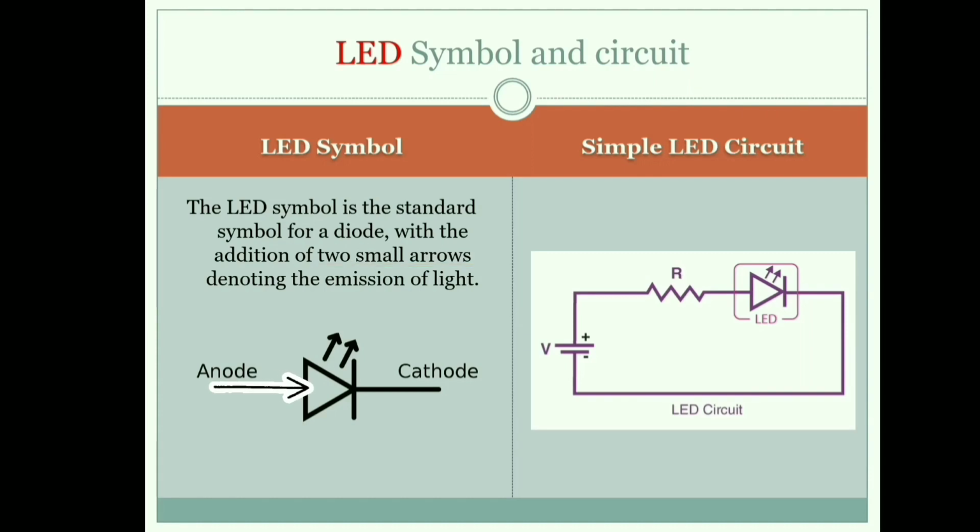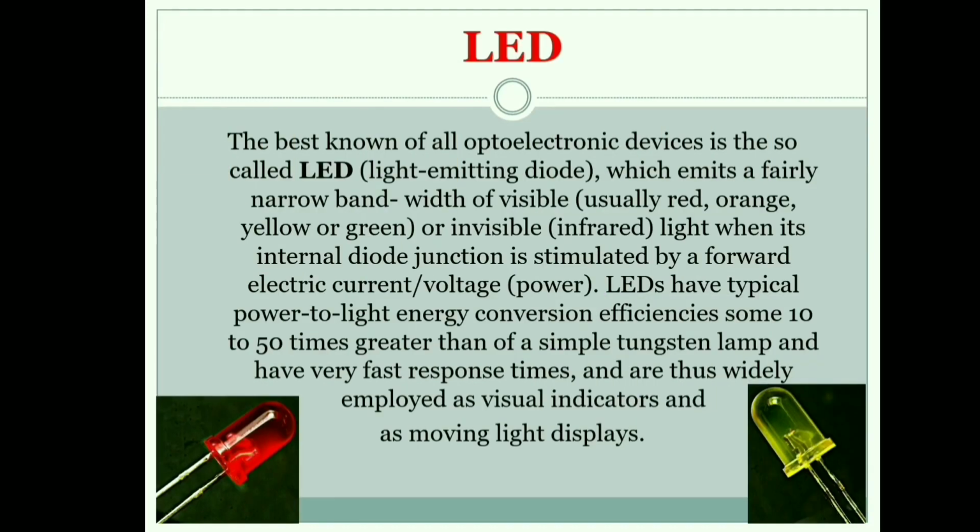The P side is the anode, the N side is the cathode, and the light is emitted from this PN junction diode. And here you can see how we use an LED in a simple circuit with a battery, resistor and wires. That's it.